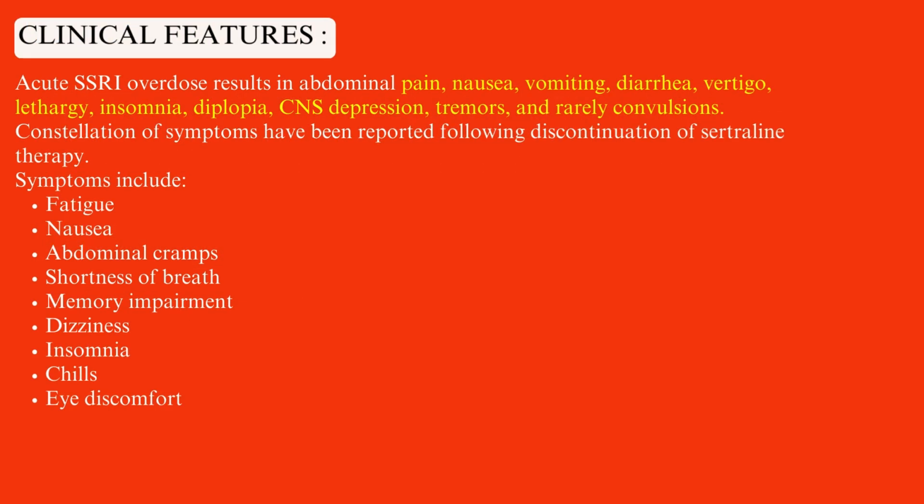Moving on to clinical features, SSRI overdosing usually results in symptoms like abdominal pain, nausea, vomiting, diarrhea, vertigo, lethargy, insomnia, diplopia, CNS depression, tremors, and rarely convulsions. Discontinuation of an SSRI called sertraline might lead to symptoms like fatigue, nausea, abdominal cramps, shortness of breath, memory impairment, dizziness, insomnia, chills, and eye discomfort.